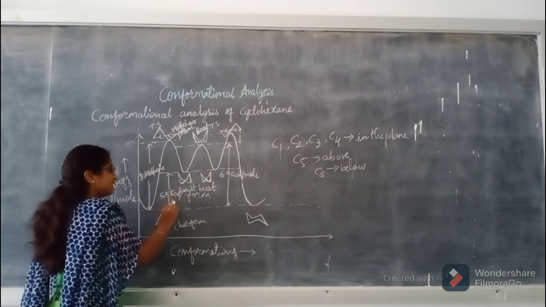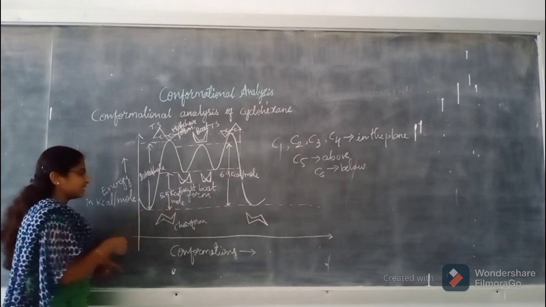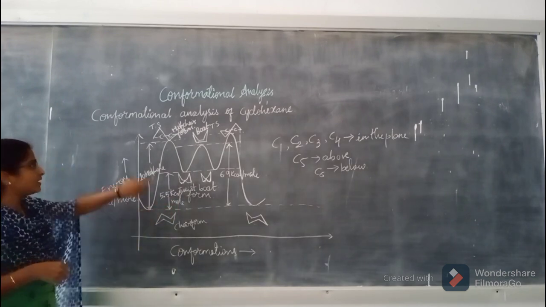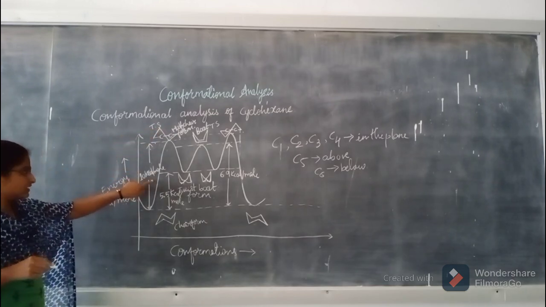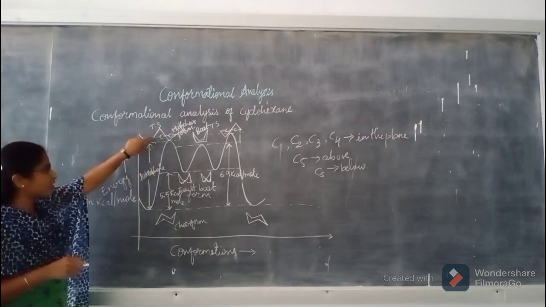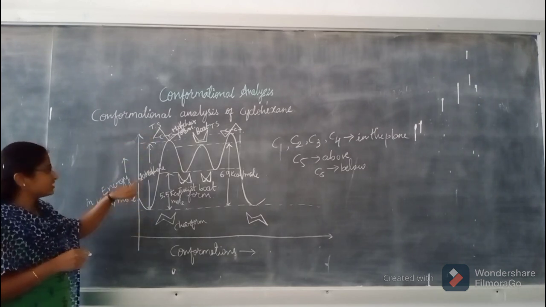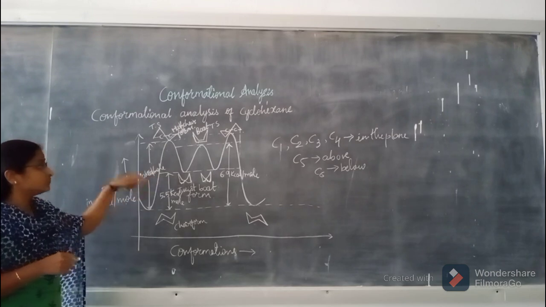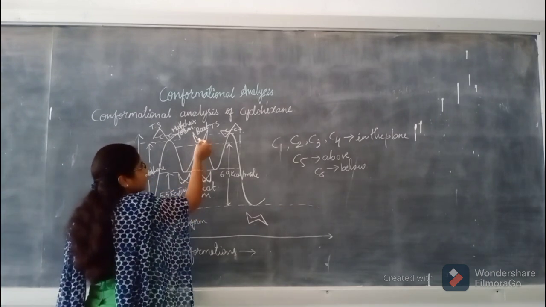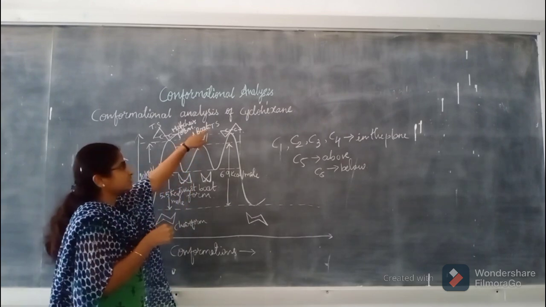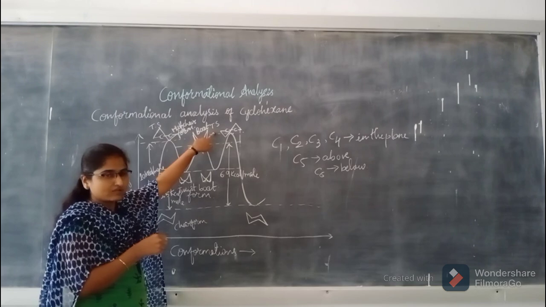You have an energy barrier of 5.5 kilocalories per mole, whereas the energy barrier between your chair form and half chair form, that is, half chair form and chair form completely, is 10 kilocalories per mole. So after one twist boat form, you will be getting the complete boat form. It is also called a transition state conformation.